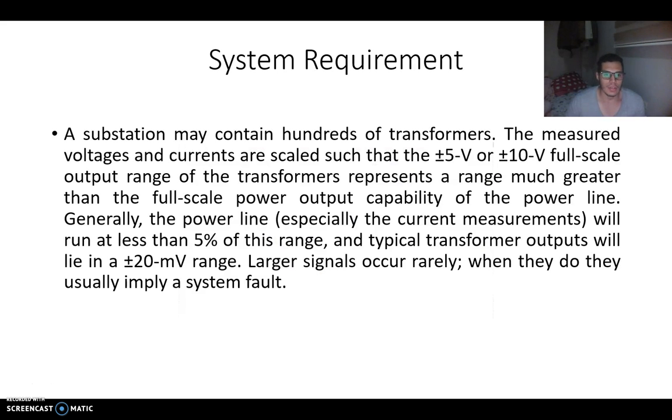System requirement: A substation might contain hundreds of transformers. The measured voltages and currents are scaled such that the plus or minus 5 volt or 10 volt full-scale output range of the transformers represents the range of the power output capability of the power line. Generally, the power line, especially the current measurements, will run at less than 5% of this range, and typical transformer outputs will lie in a 20 mV range.